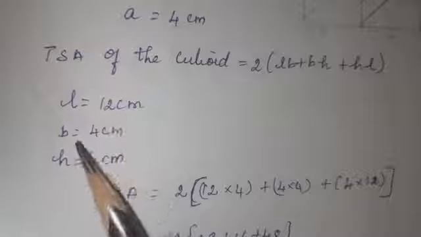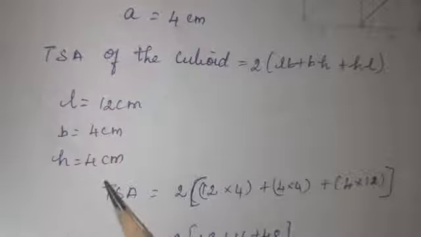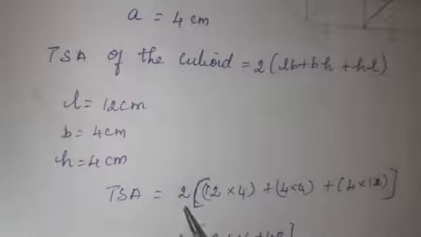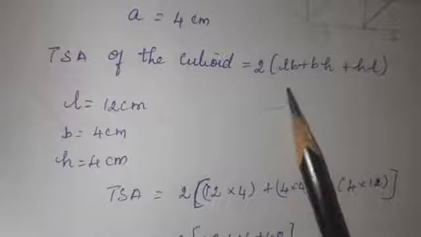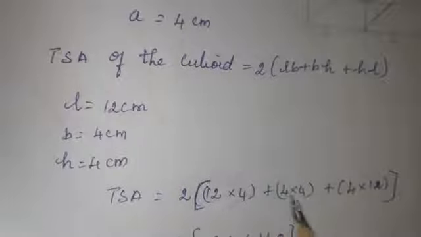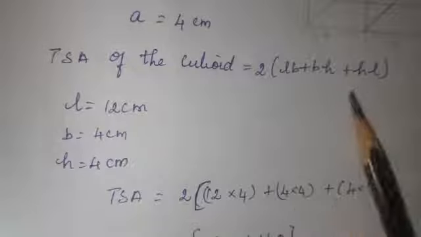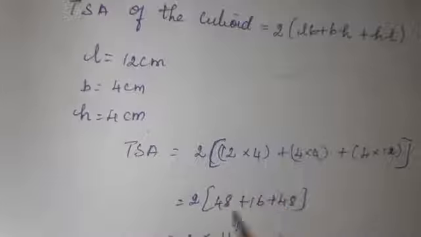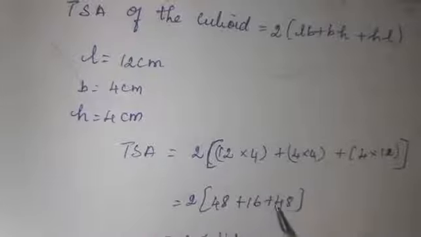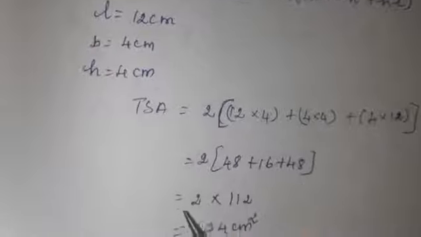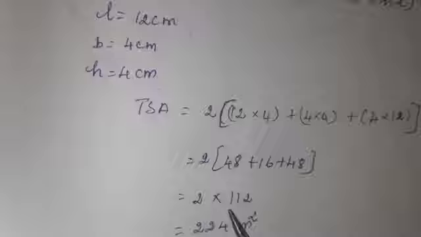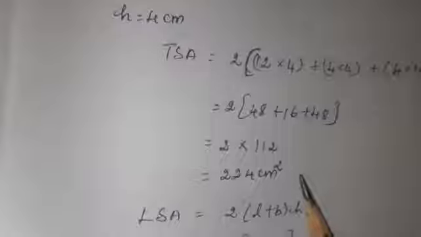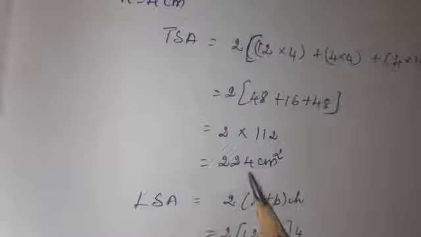The length value is 12 centimeter, breadth value is 4 centimeter, H value is 4 centimeter. Then TSA is equal to 2 into (12 into 4 plus 4 into 4 plus 4 into 12), which is 2 into (48 plus 16 plus 48). When we add these 3 you will get 112, so 2 into 112 is 224 centimeter square. This is the resulting TSA of the cuboid.